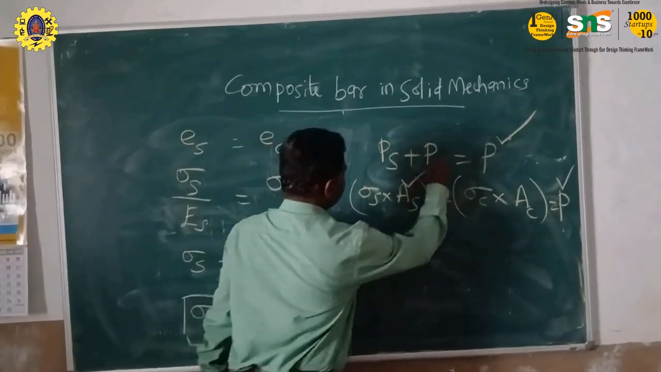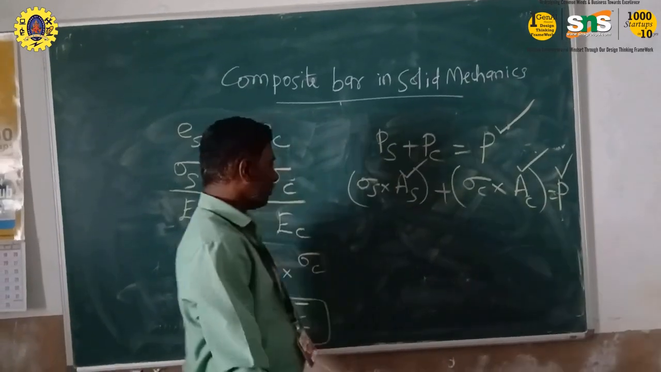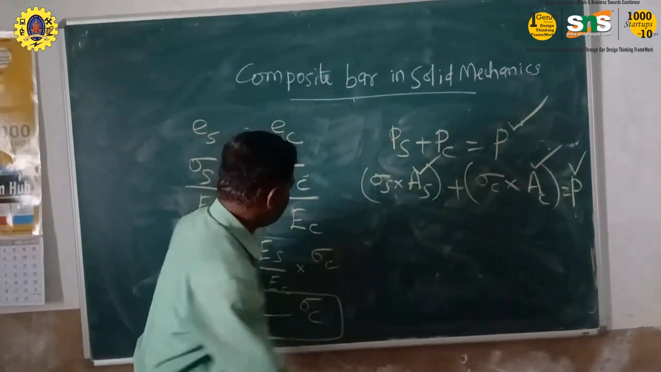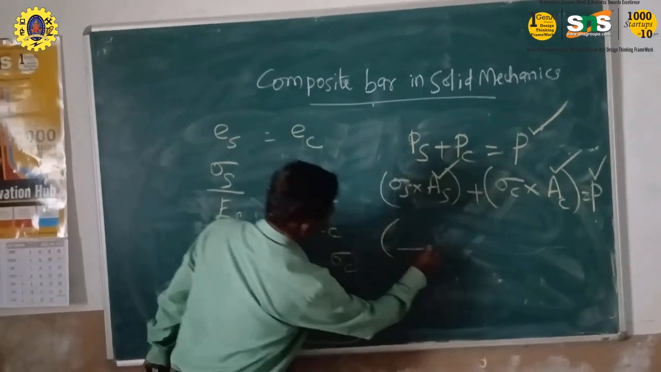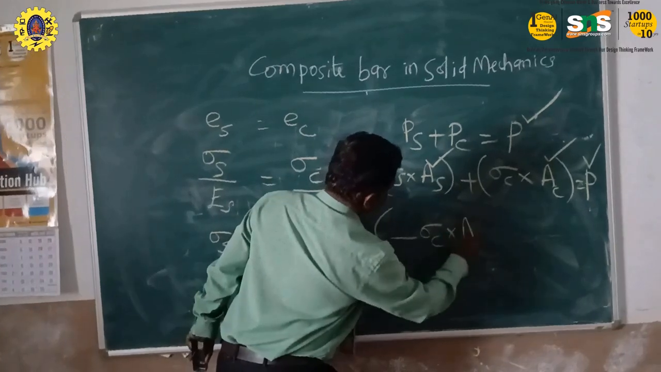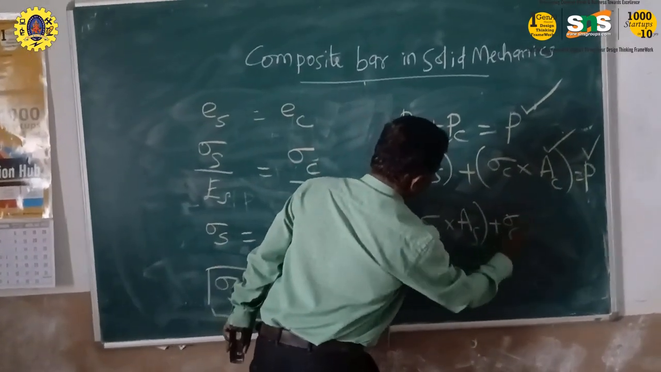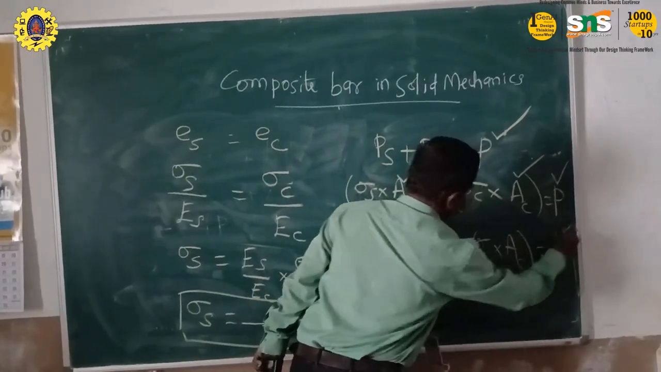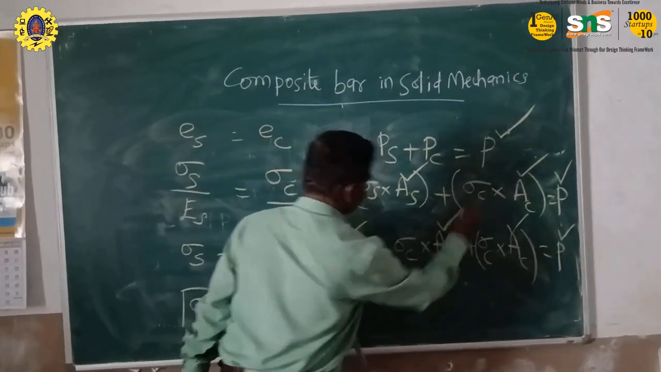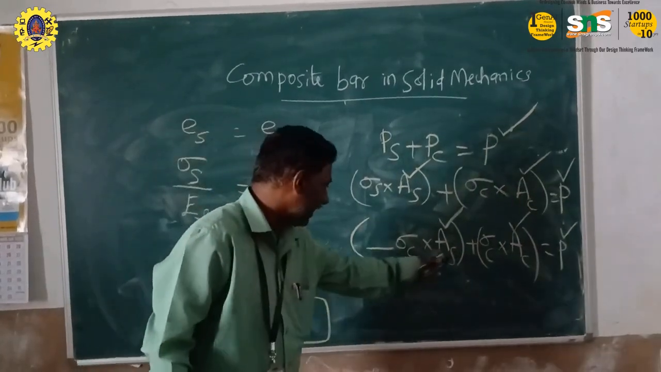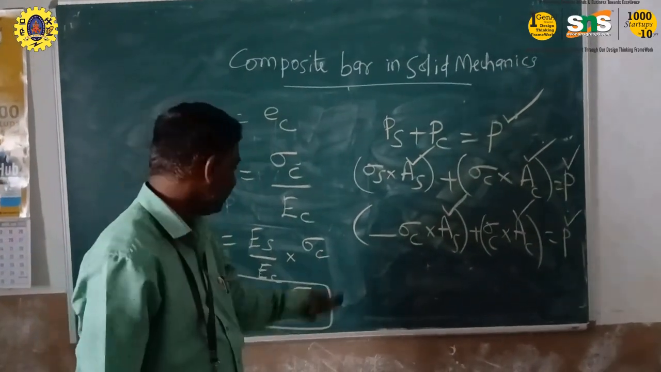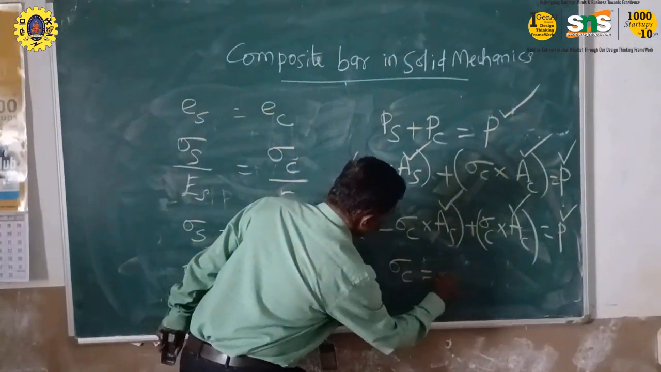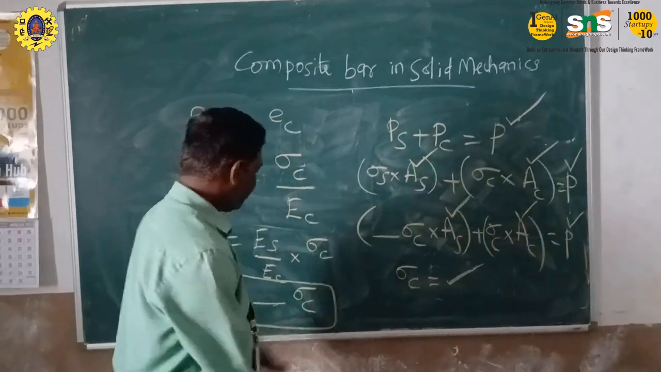Here the area of steel is known, the area of copper is known. Now I have sigma S in terms of sigma C. So I am converting sigma S, some value into sigma C, into area of steel plus sigma C into area of copper, that is equal to the load. Here all are known values. In this equation I know everything except the stress value. So from that the sigma C, the stress in the copper, I can find.